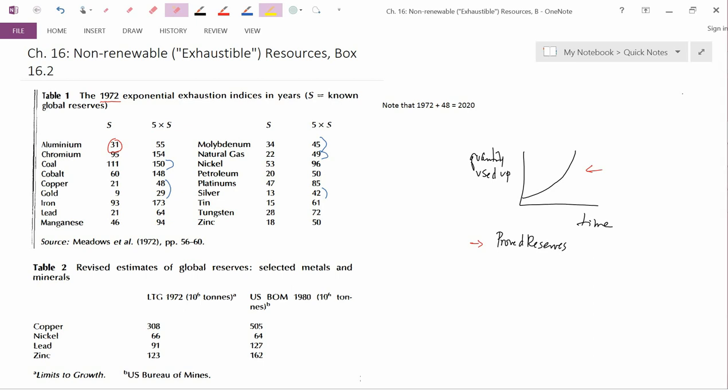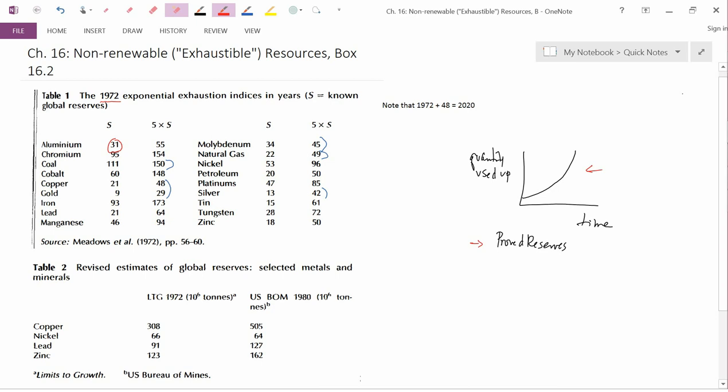Table 2 is entitled Revised Estimates of Global Reserves. And the revision is the following. It compares 1972 LTG, so LTG is Limits to Growth. So in the Limits to Growth book, this was the estimates of global reserves, with the estimates just 8 years later in 1980 of the U.S. Bureau of Mines. Now the U.S. Bureau of Mines doesn't exist anymore. It was eliminated by the Reagan administration. But it was an agency of the federal government that lasted about 100 years and collected a lot of data on mining in the U.S.